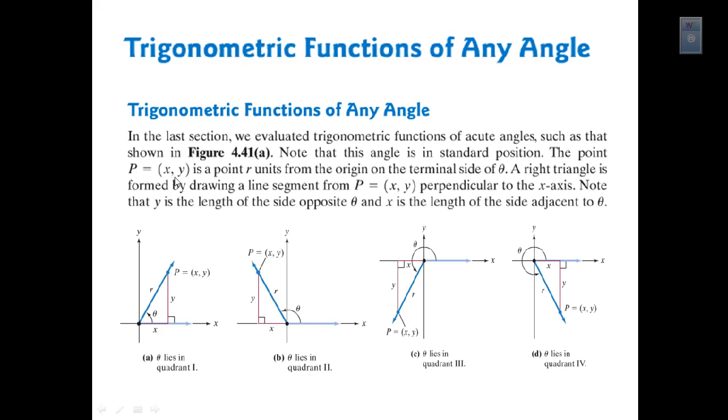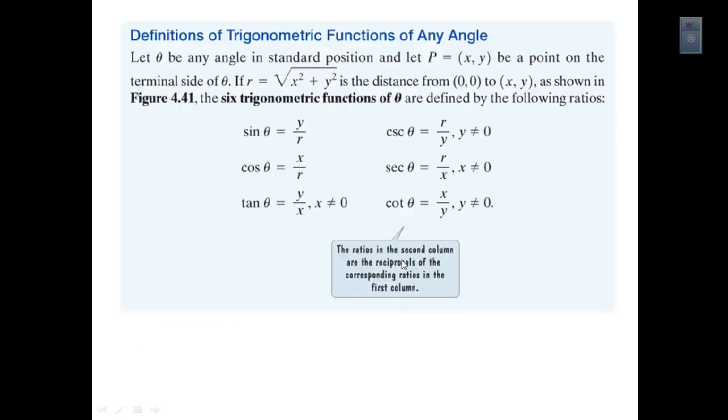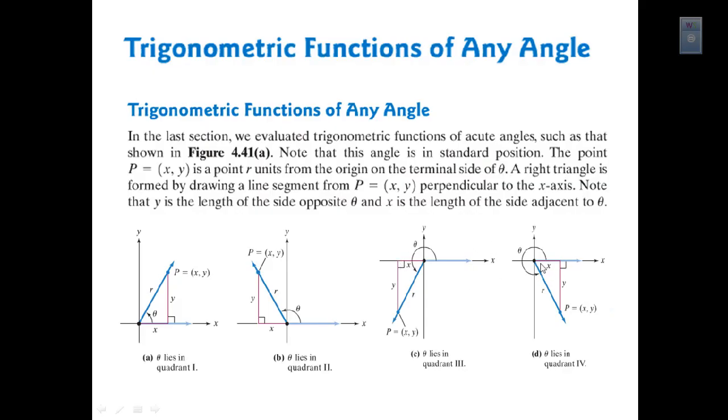The point P of x, y is a point r units from the origin on the terminal side of theta. The right triangle is formed by drawing a line segment from the point perpendicular to the x-axis. Note that y is the length of the side opposite theta, and x is the length of the side adjacent to theta. Now, you also notice that if we keep the inside angle here, here, and right here, the same thing holds true. And we're going to use that later. That's called a reference angle that we'll come back to.